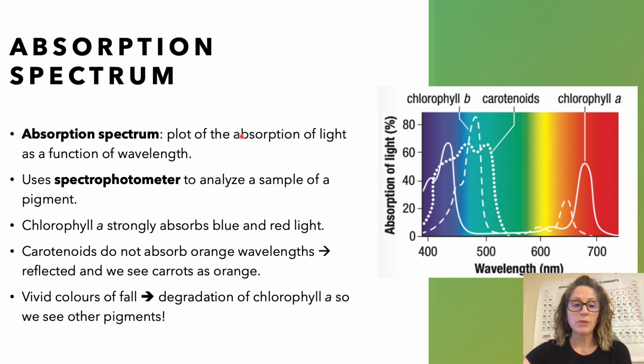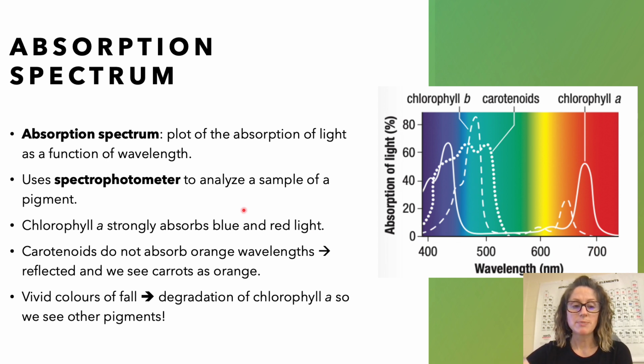So we have an absorption spectrum. It looks a lot like a mass spec that we might have looked at in grade 9 with the stars in the sun. This is a plot of the absorption of light as a function of wavelength. Here we see the percentage of light absorbed based on the wavelength of light. And again, this is read from 400 nanometers and plotted to 700 nanometers.